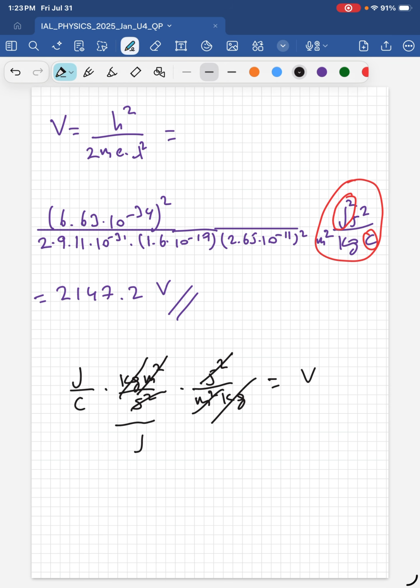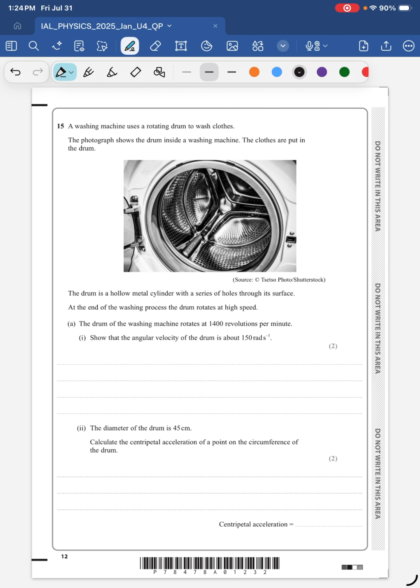Okay, so this took a little bit longer than I anticipated, but let's keep moving to the next question. Question 15. A washing machine uses a rotating drum to wash clothes. The photograph shows the drum inside a washing machine. The clothes are put in the drum. The drum is a hollow metal cylinder with a series of holes through its surface. At the end of the washing process, the drum rotates at high speed. The drum of the washing machine rotates at 1400 revolutions per minute. Show that the angular velocity of the drum is about 150 radians per second.